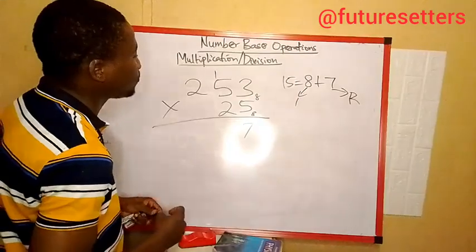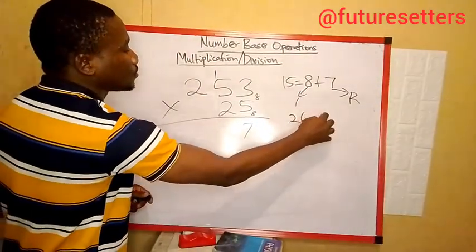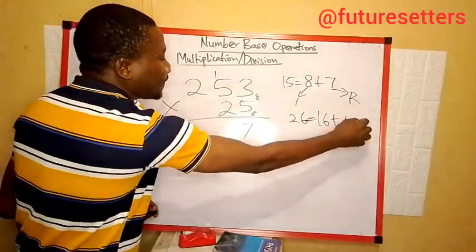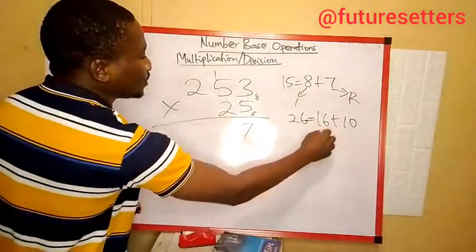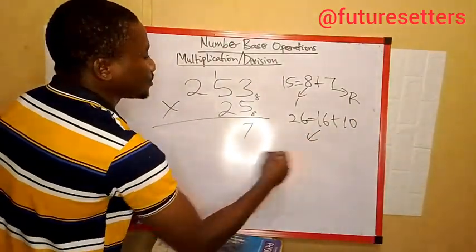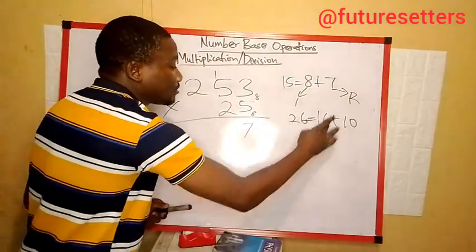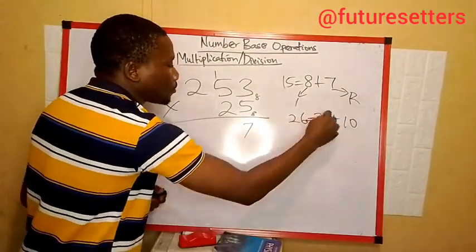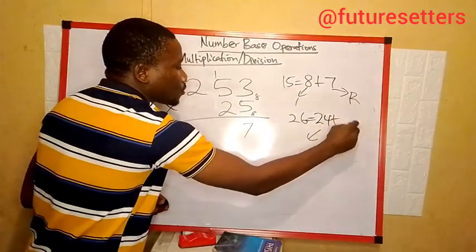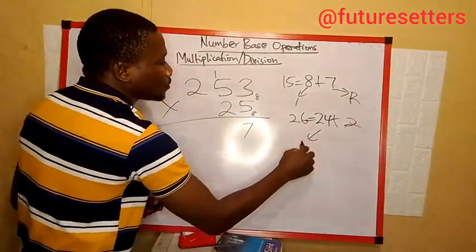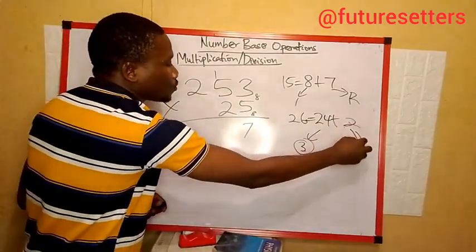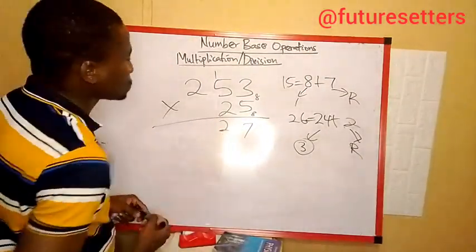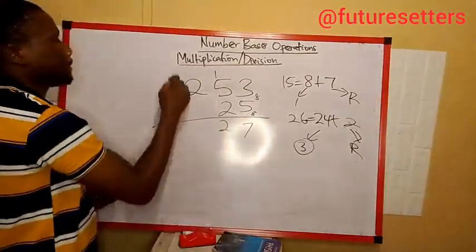5 times 5 is 25 plus 1, 26. 26, which will give us 16 plus 10. So this 16 here will represent, no, we can still break it down to 24. So this will give us 24 plus 2. Where 24 will give us 3, and this 2 will be the remainder. So we'll put 2 here. Then we'll carry 3.